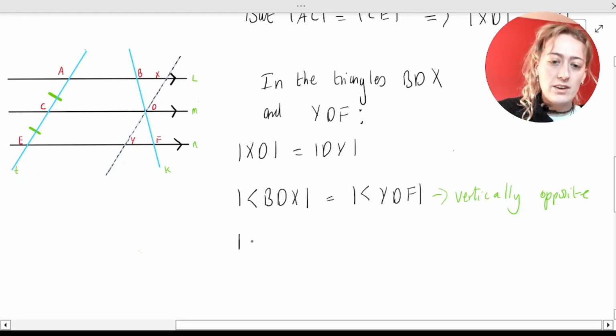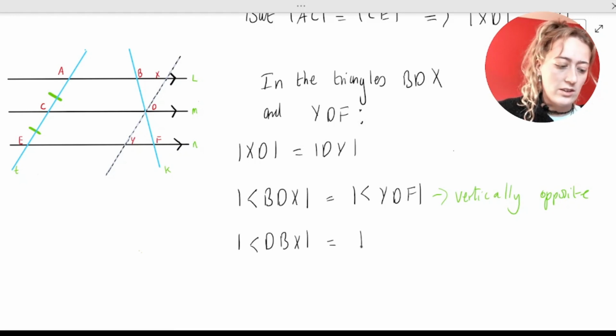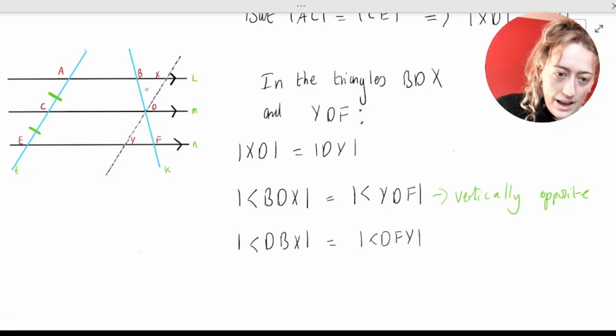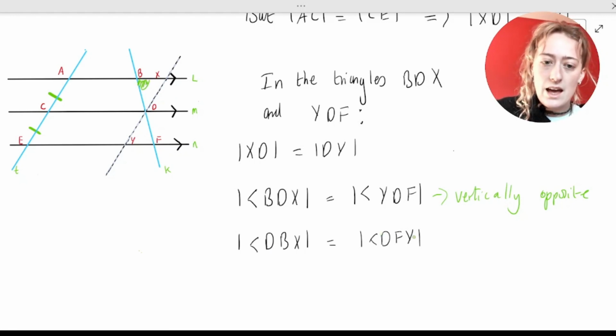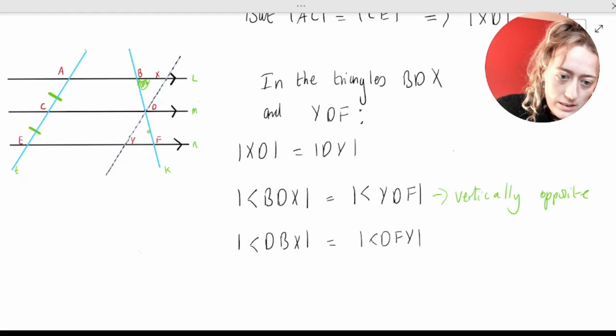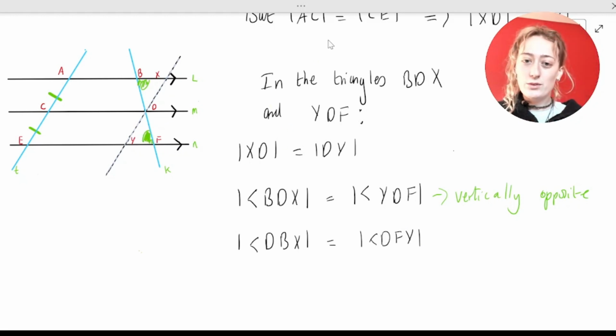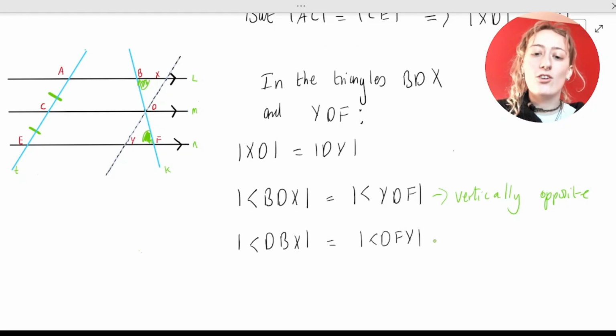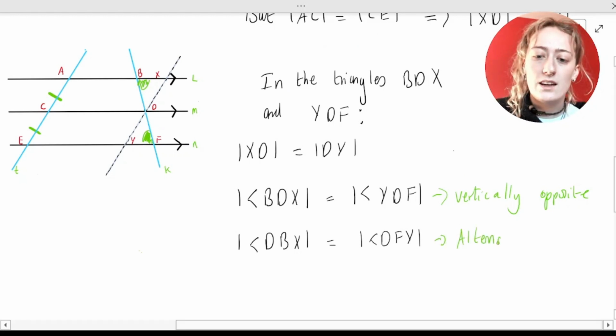The next thing I have is that the angle DBX is equal to the angle DFY. Let's have a look. DBX, this angle, is equal to the angle DFY, this angle. And why are these angles equal to each other, guys? Because they are alternate angles.